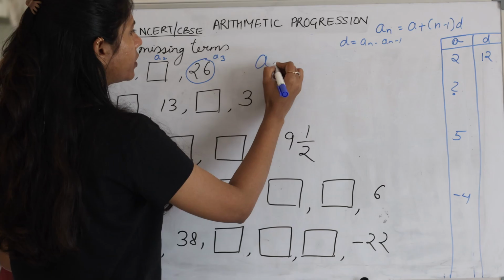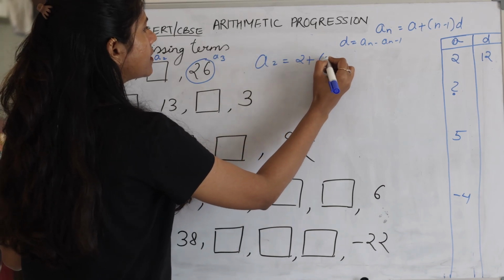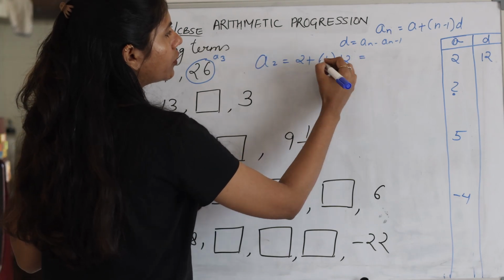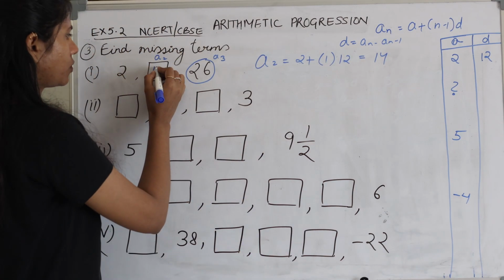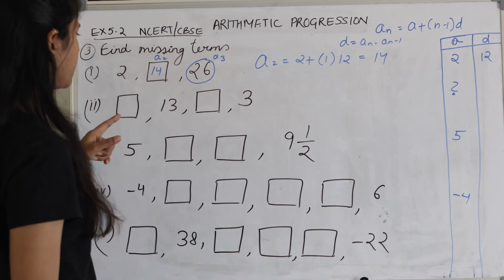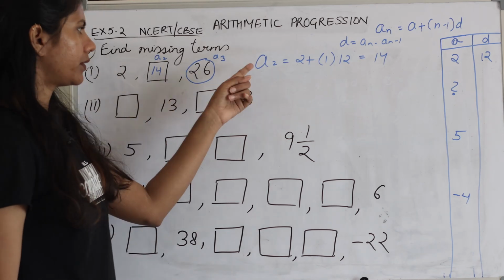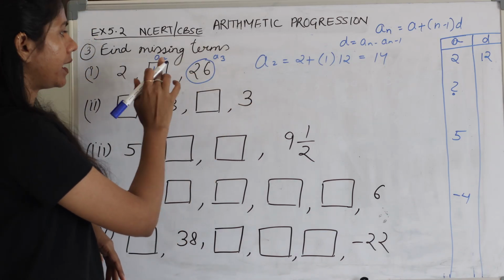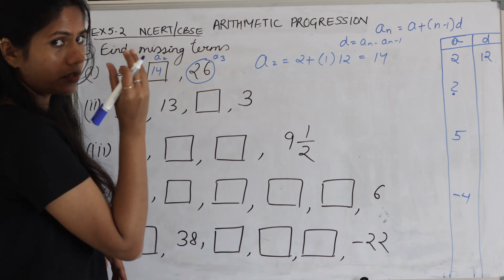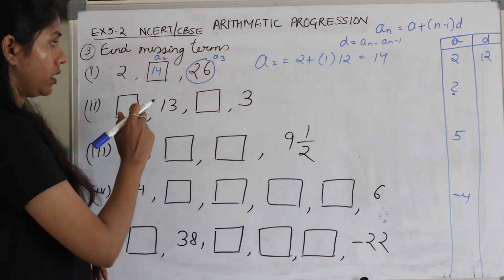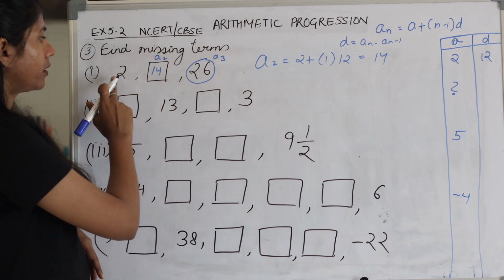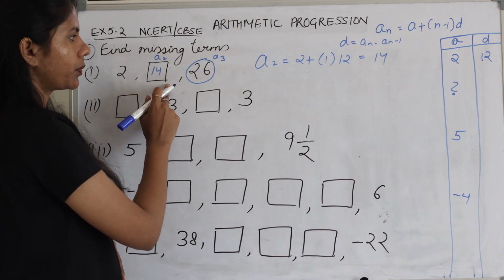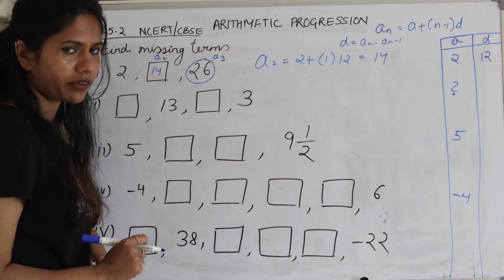Now let's find a2 with the help of a, d, and n is 2 here. a2 equals 2 plus (2 minus 1) times d. d is 12, so 2 plus 12 is 14. So we found 14. If you don't want to find it this way using the nth term, you know we get a3 by adding d to the previous term. So 2 plus 12 is 14, and 14 plus 12 is 26. In that way also you can find it.